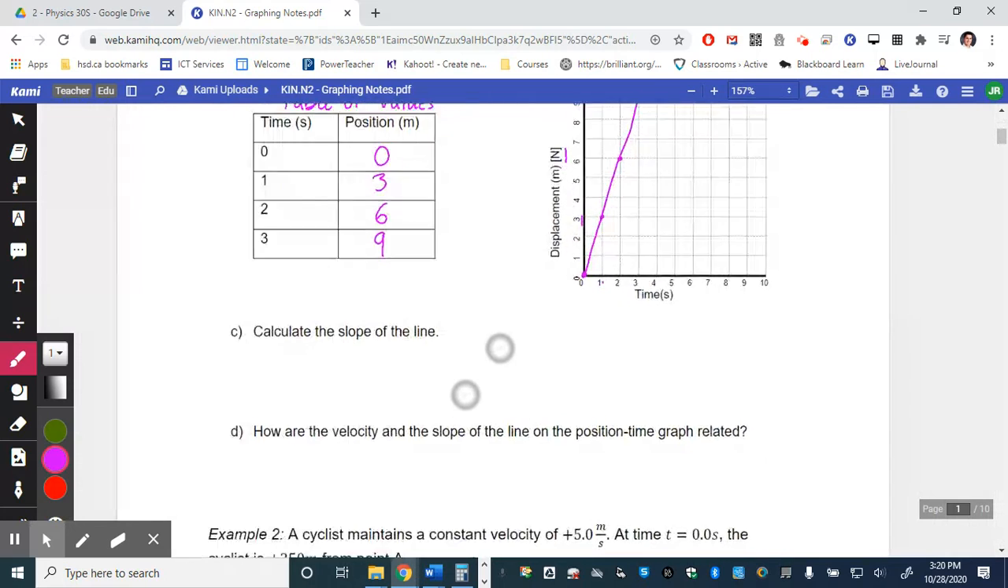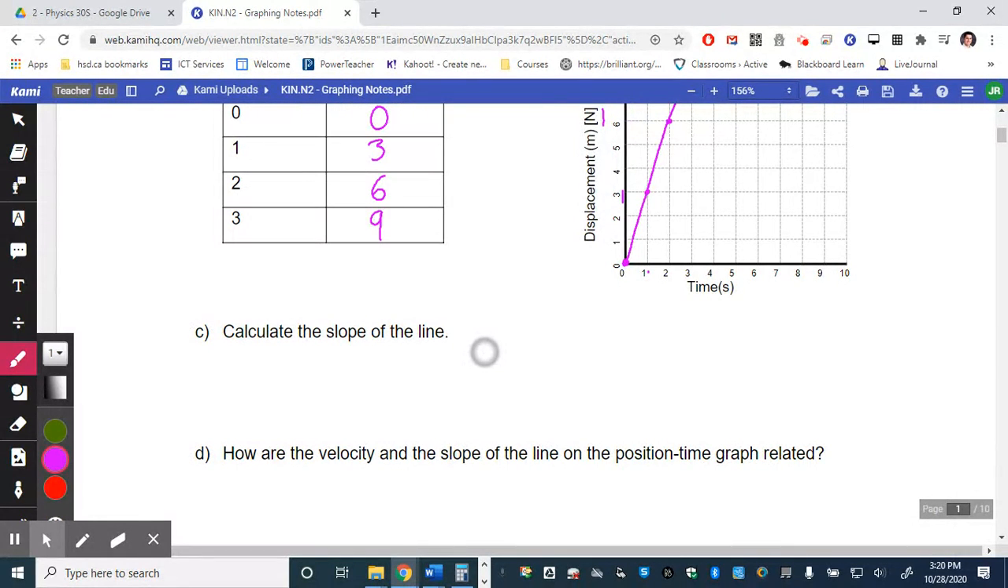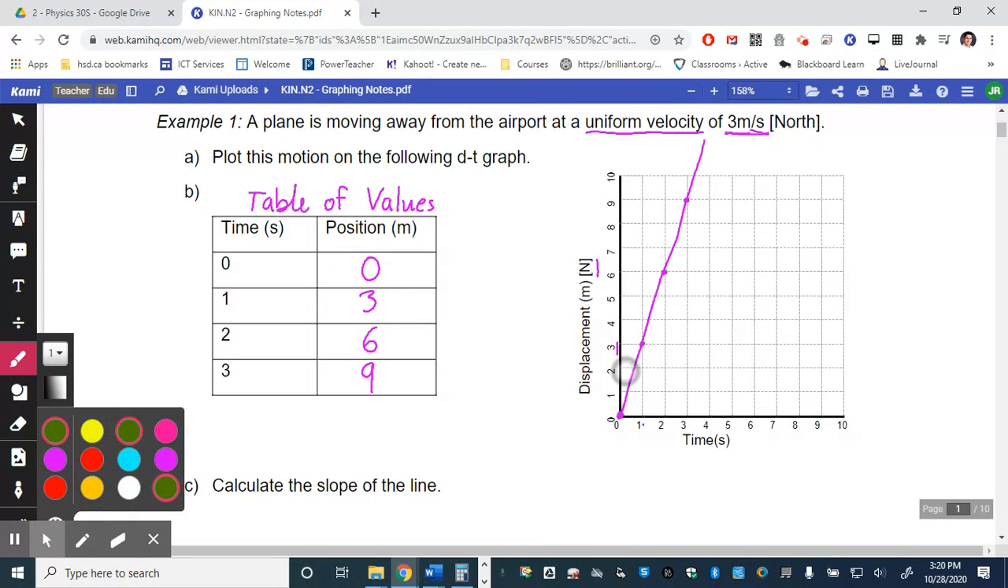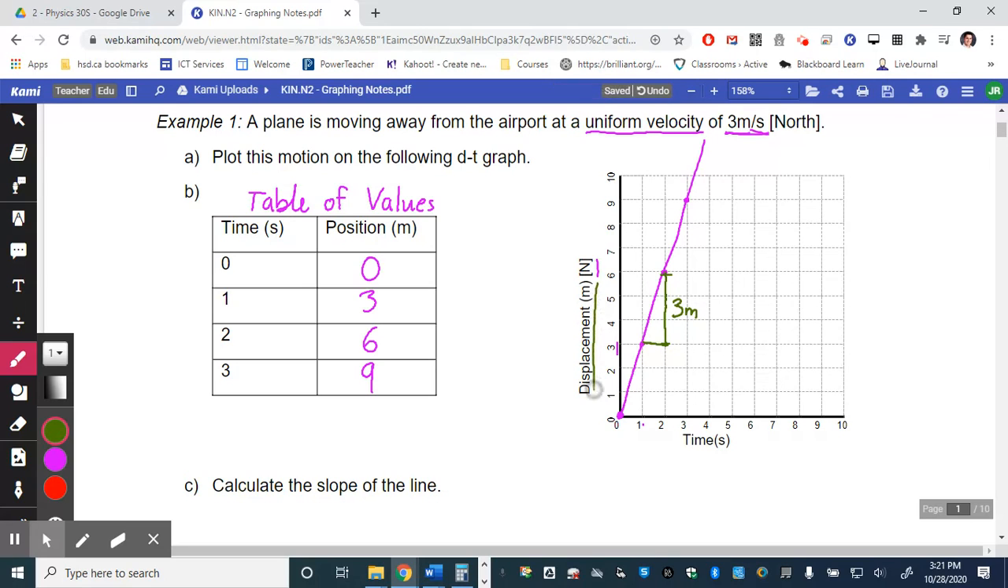Let's calculate the slope of the line. You would have learned this in grade 10 pre-cal, so let's figure out what slope is. To find slope, we do rise over run. You can pick any 2 points, and if it's a straight line, it won't matter. So let's pick these 2 points. The rise here is 3 meters. Notice how the rise is in meters because it's going up and down, just like the displacement on the side. And the run here is 1 second.